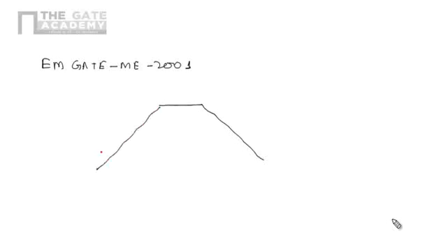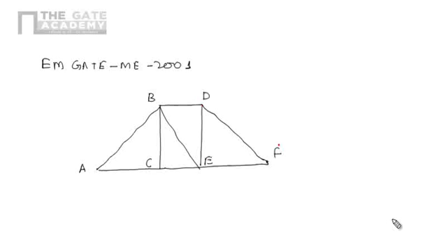Now let's take another problem based on truss, which was asked in GATE ME 2001. In this problem, a truss is given as shown in the figure. I am just drawing the members of the given truss. This one is the truss, and this one is point A, B, C, D, E, and this one is F.